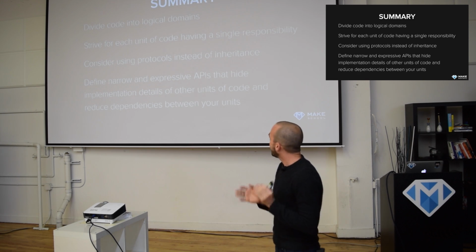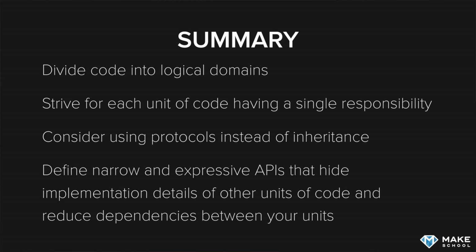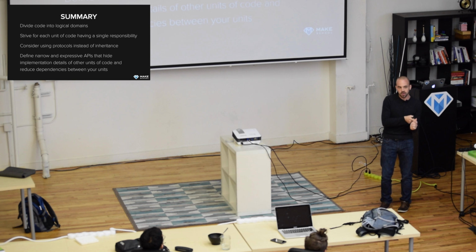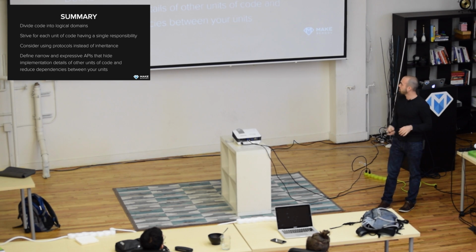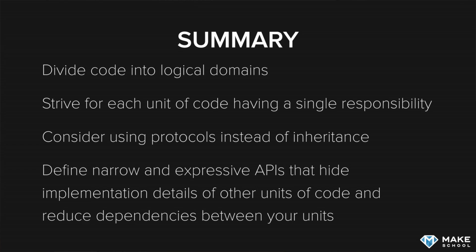So to summarize, in general, think about domains when you try to think how to divide your code. What is UI code? What is networking code? What is persistence code? And try to structure it that way. That also will result in each unit of code having at least more or less a single responsibility. Try to not have view controllers that do 5 different things. Try to abstract out the different functionalities. Consider using protocols over inheritance.